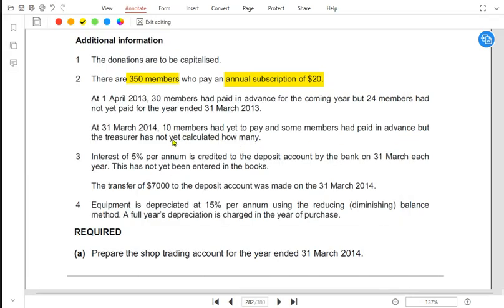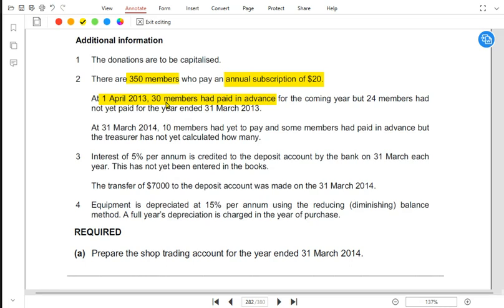Now let us complete this. There's a different type of data given in this question. As we can see, on 1st April, that is the start of the year, 30 members have paid in advance. Now 1st April, beta, is the opening balance, that is balance brought down, and 31st March would be balance carried down. At the start of the year, 30 members have paid in advance, that is, they paid in the previous year, but the subscription belongs to this year.